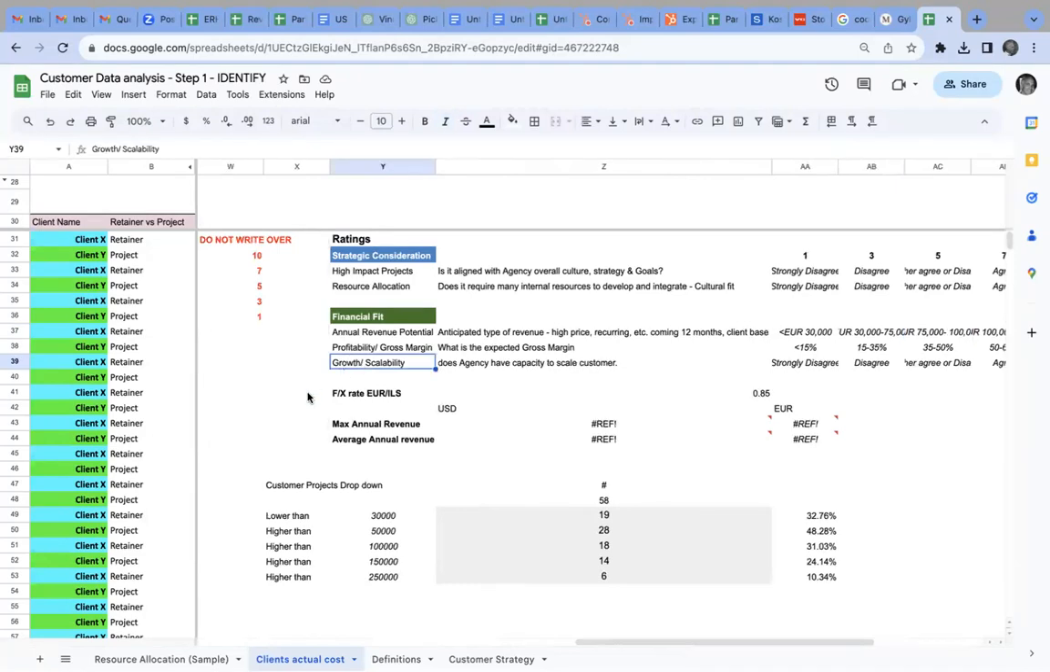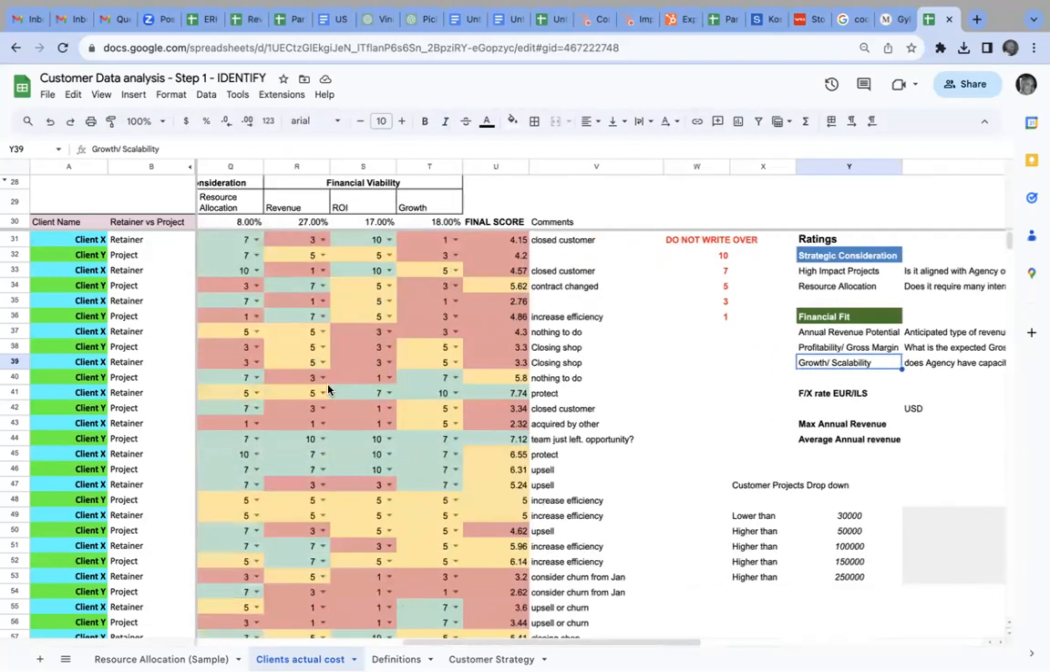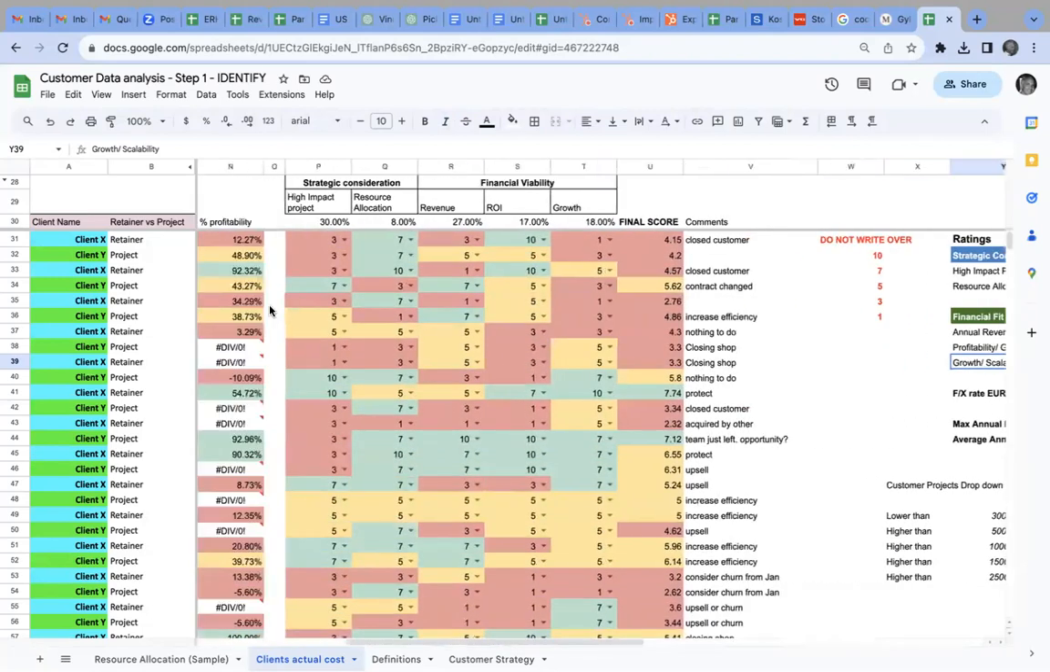And growth scalability is also super important. That's where you define, is this a high impact project for us? And then simply take it on a project by project basis and weigh these things together. You have here high impact resource allocation, the strategic considerations, and financial viability. So in this case, you can say if we take the financial viability, it represents a little bit more than 60% of the weight. And strategic is just slightly below 40%.